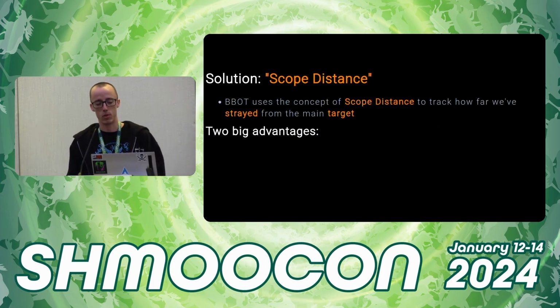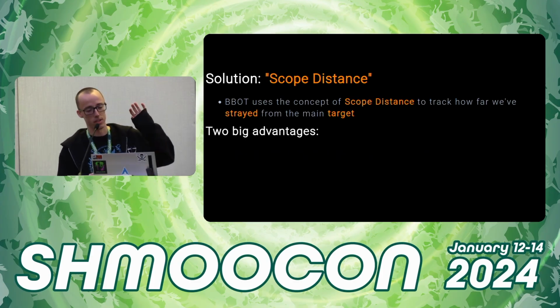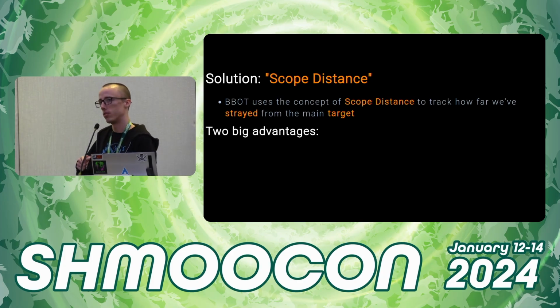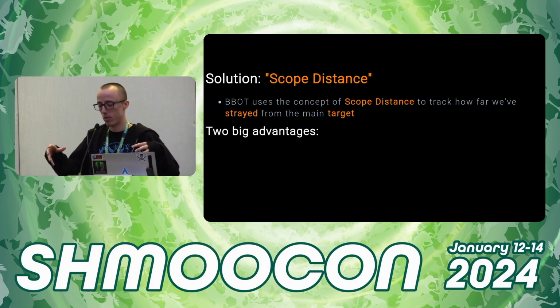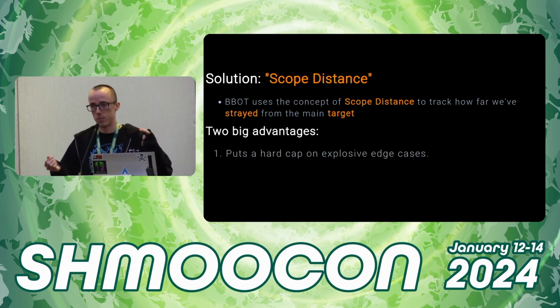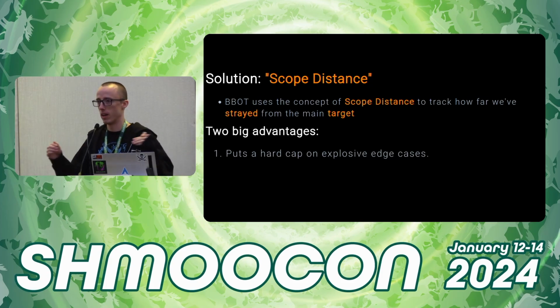So the solution that we came up with in BBOT was called scope distance, and basically scope distance just assigned a number to every piece of data that keeps track of how far it is from the main target. So basically, the further you get out, the higher the scope distance is, and the more careful we need to be with that data. So this has 2 big advantages. The first one is it puts a hard cap on these explosive edge cases, where if you have those infinite redirects.